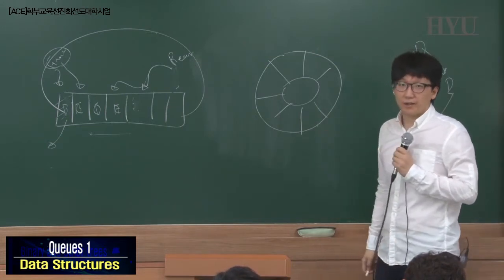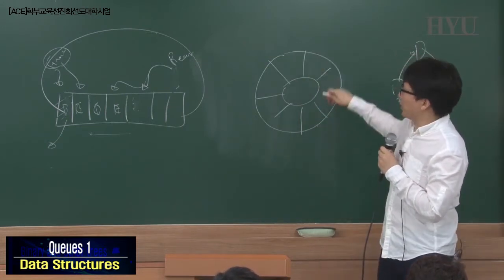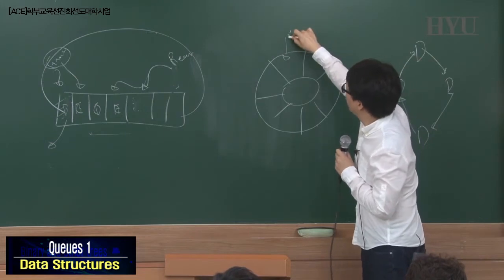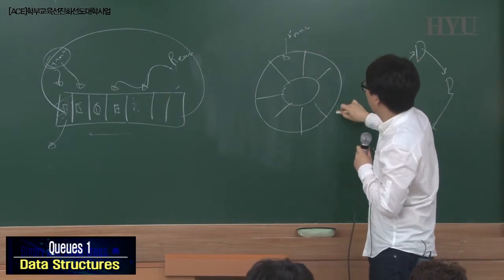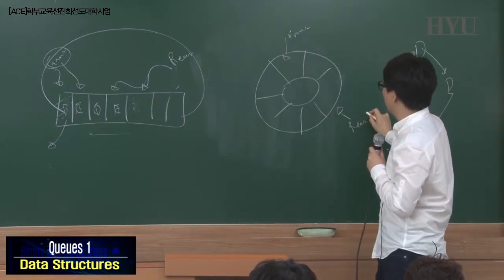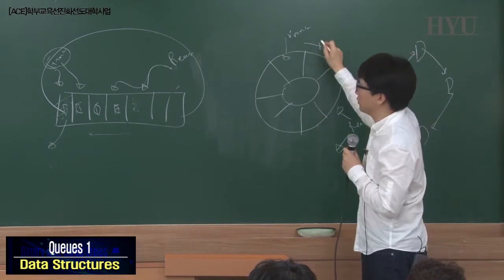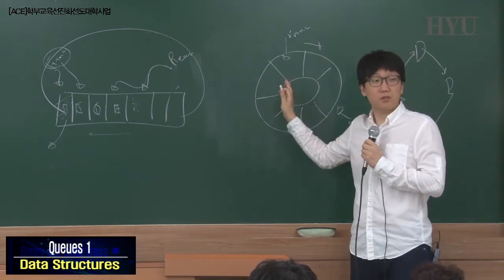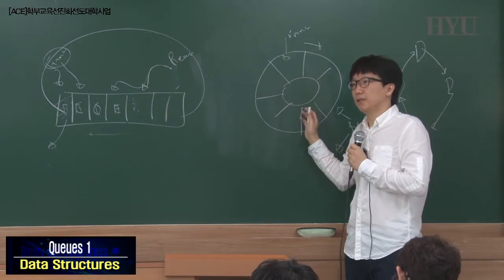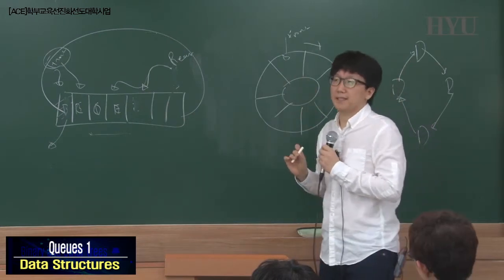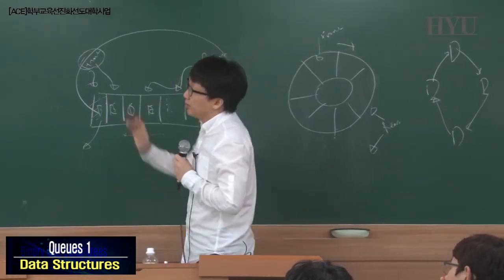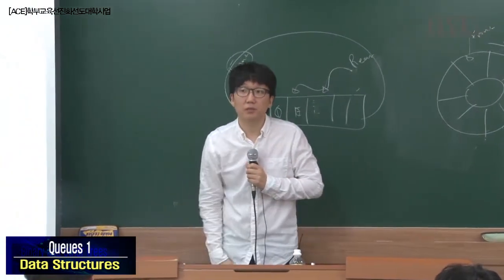With the array, I'd like to have this as a circle. If so, I can just move this pointer, front and rear, around. I don't need to shift the elements themselves. That will save me the time complexity. That's the main idea for the solution approach for this.